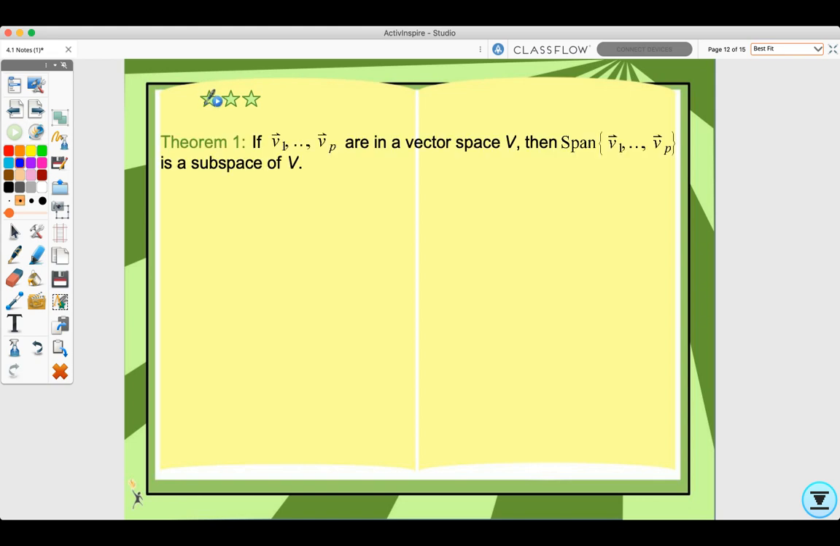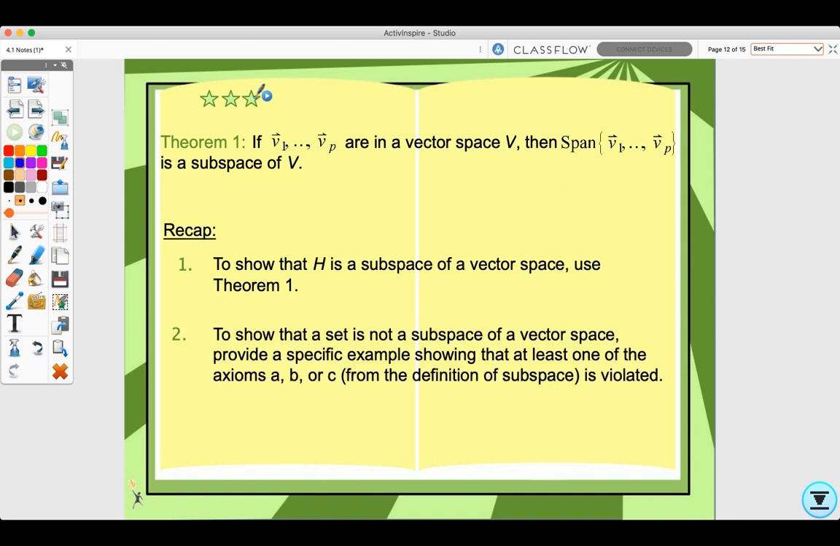Theorem 1. If v1 all the way to vp are in the vector space V, then span {v1 to vp} is a subspace of V. So let's recap. To show that H is a subspace of a vector space, use Theorem 1. To show that a set is not a subspace of a vector space, provide a specific example showing that at least one of the axioms A, B, or C from the definition of a subspace is violated.